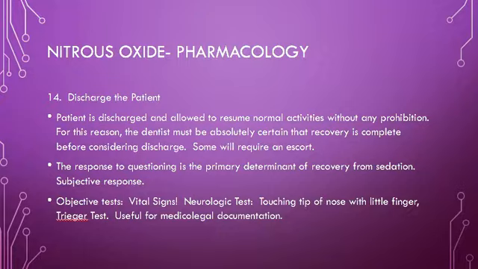Some objective tests that you can do are taking your vital signs and neurological tests. You can ask the patient to touch the tip of their nose with their little finger, and this is really useful for your medical legal responsibility. If you ask the patient to touch the tip of the nose with a little finger and they are able to do it, document that. And document that you took vital signs, and that the patient was awake, alert, and aware before you discharged them.